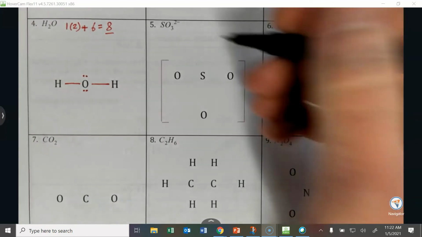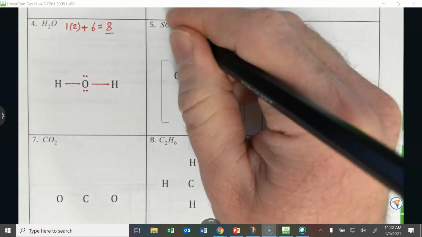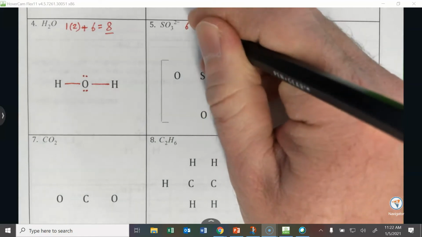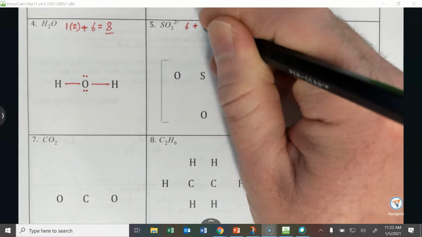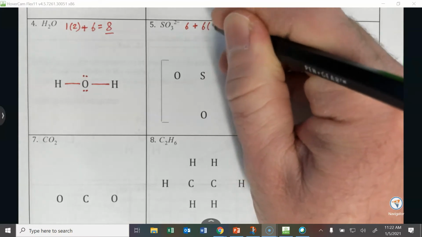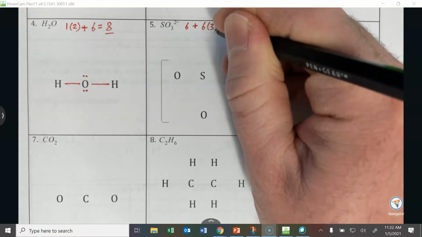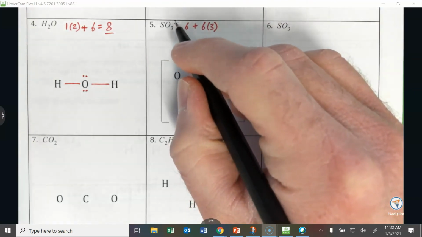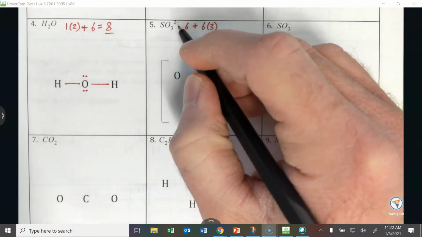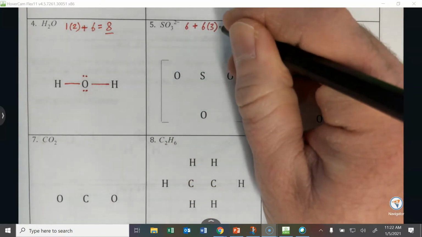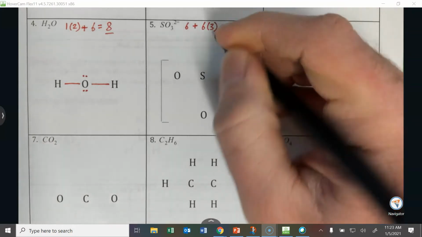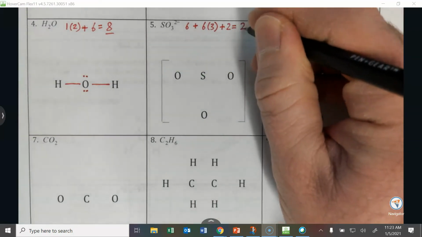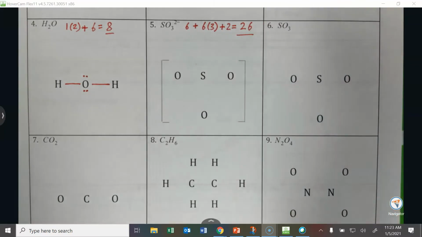Let's look at SO3 with a -2 charge. Pay attention to the charge. Don't forget about that. So sulfur has 6 valence electrons because it's in group 16, and we're going to add 6 valence electrons for each oxygen because it's also in group 16, multiplied by 3 because there are 3 oxygens, and because I have a -2 charge, a negative ion means that it's got extra electrons. It's got 2 extra electrons. So we have 18 plus 2 would give me 20, plus 6 is 26. So I have 26 valence electrons that I can work with.